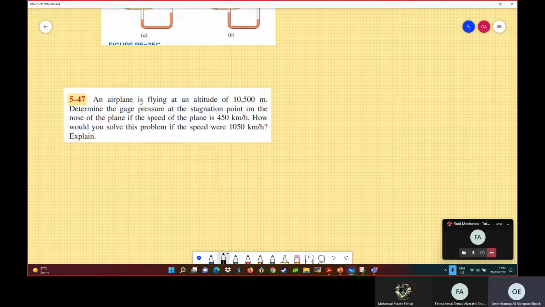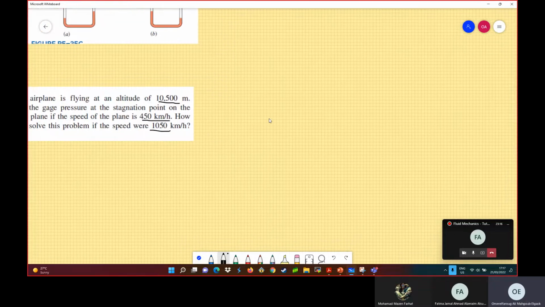Okay, an airplane is flying at an altitude of 10,500 meter. Determine the gauge pressure at the stagnation point on the nose of the plane if the speed of the plane is 450 kilometer per hour. How would you solve this problem if the speed were 1050 kilometer per hour? Okay, so let's analyze this question.